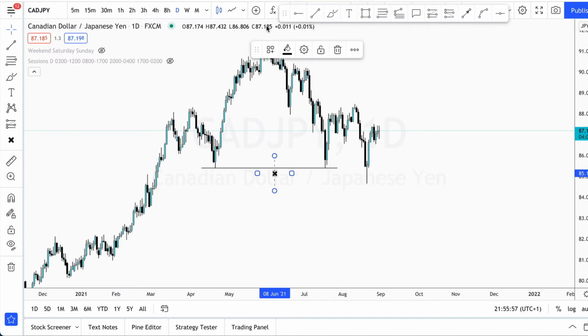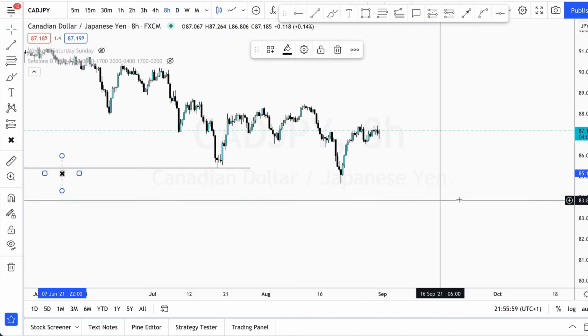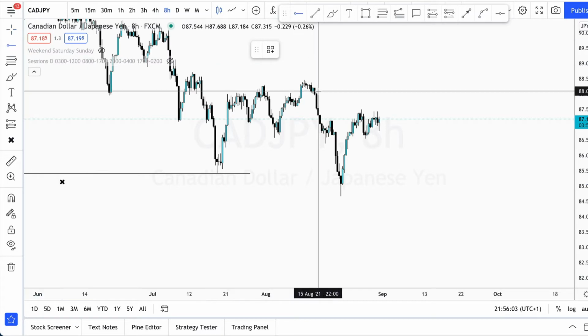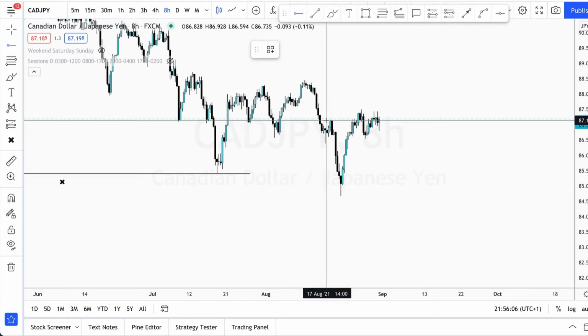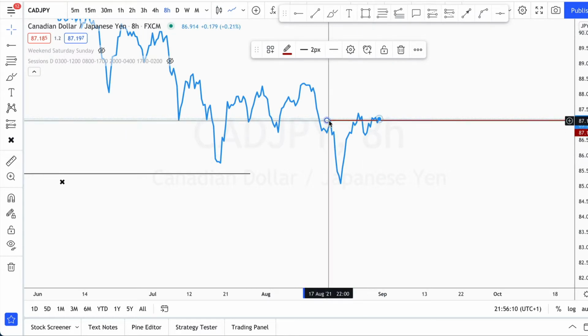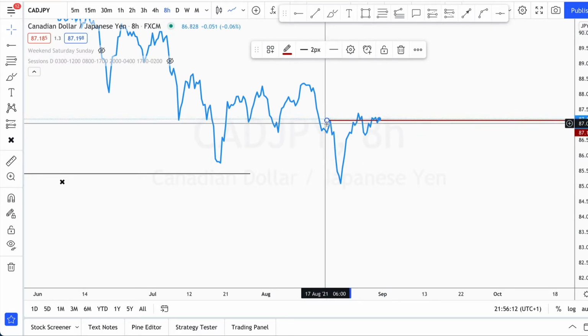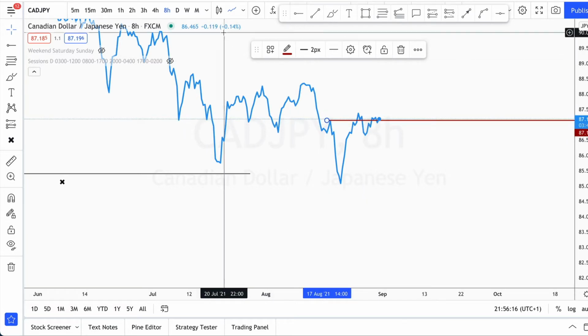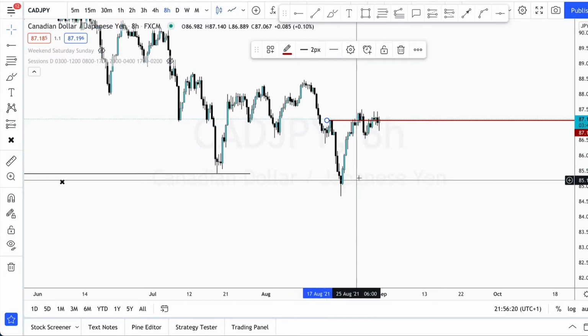So let's come down to the 8 hour for a minute. We can see break of structure is there. Now if we go to the line chart just to see that, we've got our structure here on the 8 hour. That is where I would say structure was. We've got our break of structure on the 8 hour. Let's come back to the normal chart.